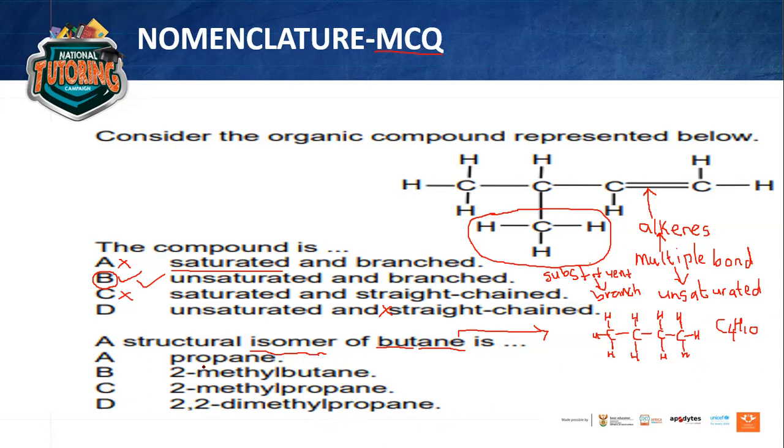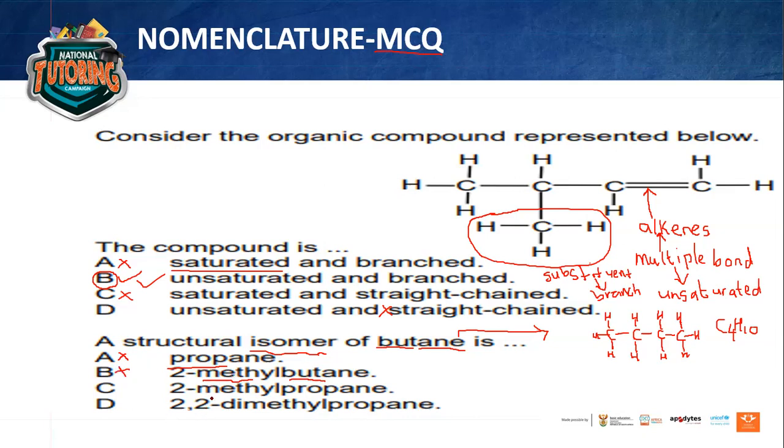Propane, prop means 3 carbons. So this molecule will have 3 carbons. It will be wrong because the molecular formula will not be the same as butane. Butane has 4 carbons. Then option B, I have 2-methyl-butane. The meth tells me there is 1 carbon in the substituent. The but means there are 4 carbons. So in total, I'll have 5 carbons. So this will not be an isomer because butane has 4 carbons. So option B is wrong because this molecule in total will have 5 carbons.